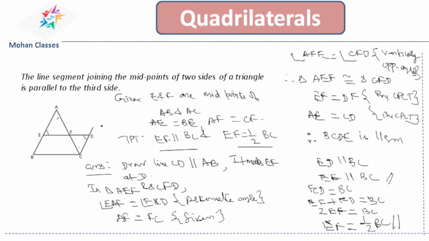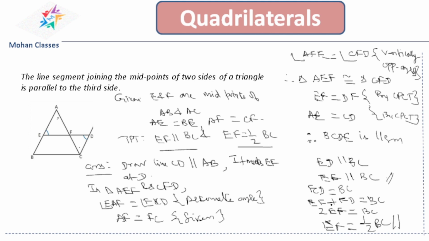After that, we have proved AE is equal to CD. And then we have proved BCD is a parallelogram. BCD is a parallelogram means BC is equal to ED, ED parallel to BC, therefore EF parallel to BC we have proved. After that, ED is equal to BC because opposite sides of a parallelogram. Therefore, ED can be written as EF plus FD. So, 2EF is equal to BC, EF is equal to half of BC.